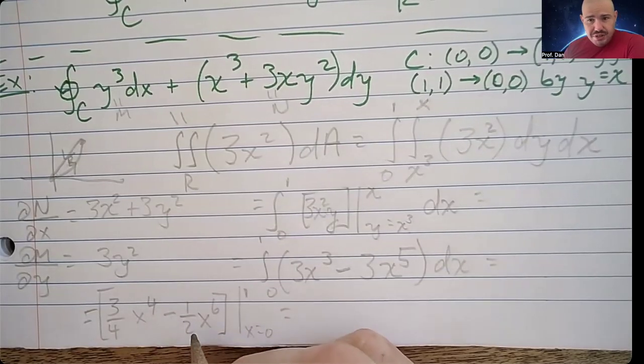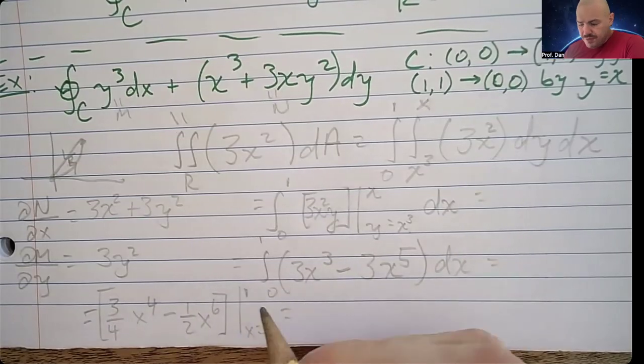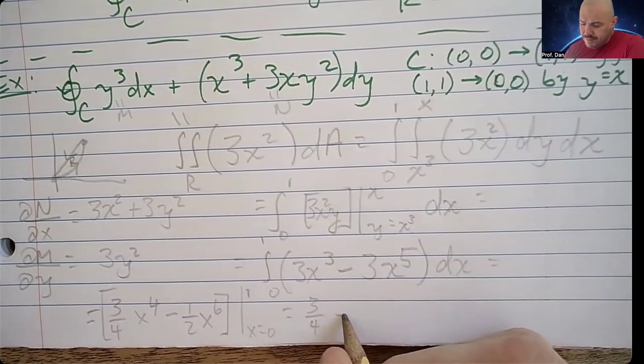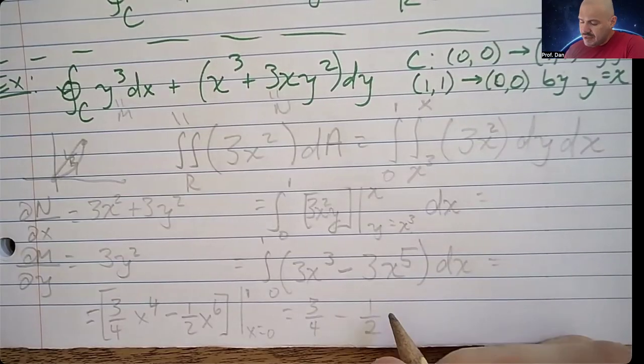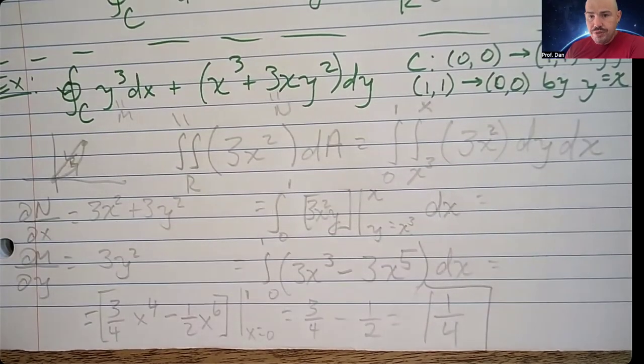Note, if you plug 0 in, you're going to get 0. But if I plug 1 in, I get 3/4 minus 1/2. And that's going to result in my answer, 1/4.